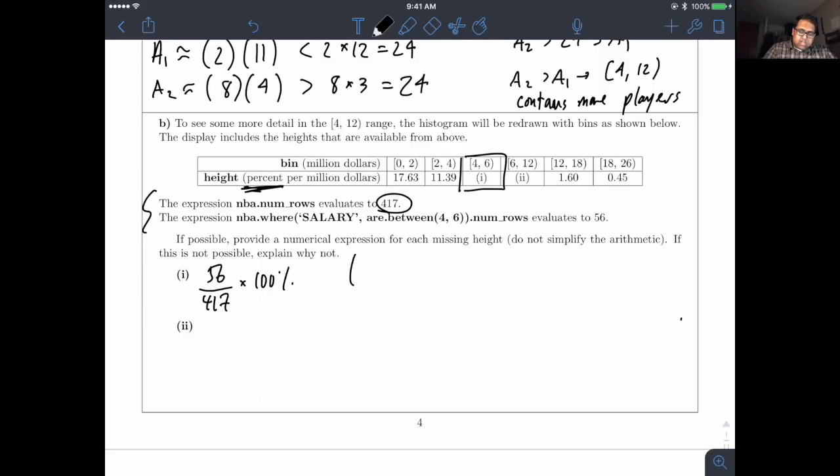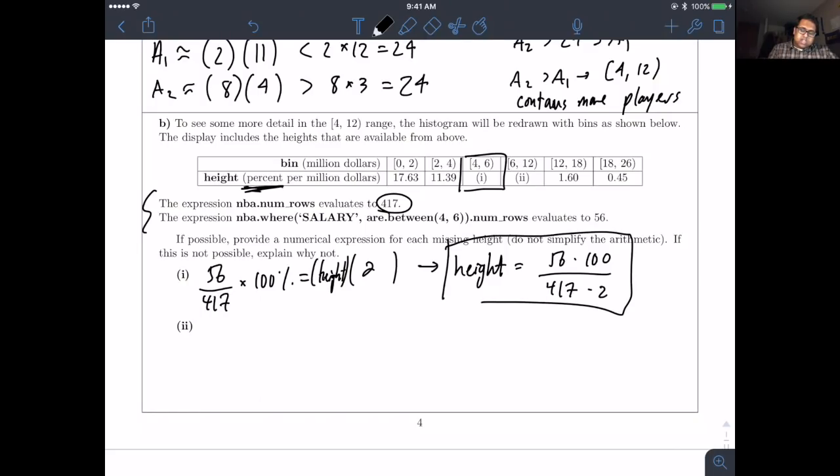Because we know that the width times the height is what this is equal to, right? We know the width times the height is equal to the proportion. But we're actually given the width right here, and we're trying to solve for the height, right? So we know the width of this bar is 2, so this implies that the height is equal to 56 times 100 over 417 times 2. And that's, of course, in percent, but this is a representation for the height, or rather, I.